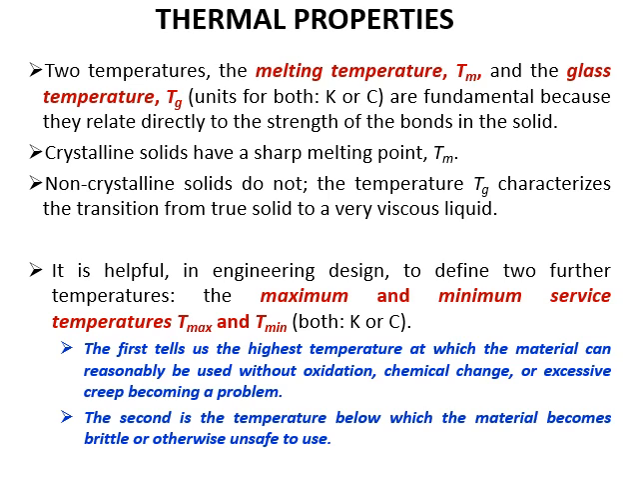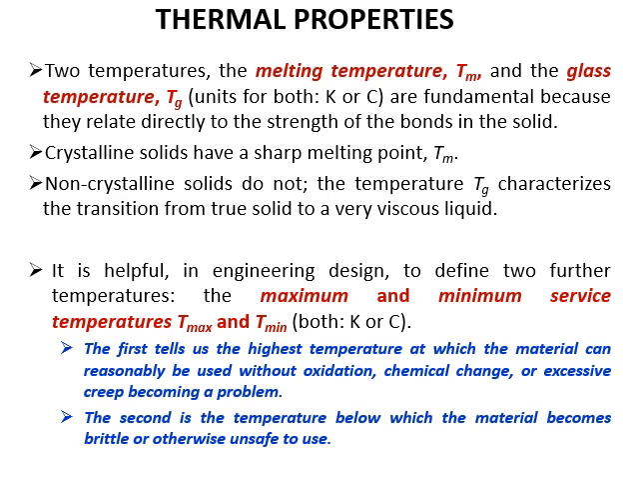First, I'm going to explain about the thermal properties. There are two temperatures that are quite common to you, which is the melting temperature, TM, and glass temperature. The melting temperature is related to crystalline solid, where you have a sharp melting point. And then you have glass temperature, TG, which is related to the non-crystalline. So this solid changes into a very viscous liquid.